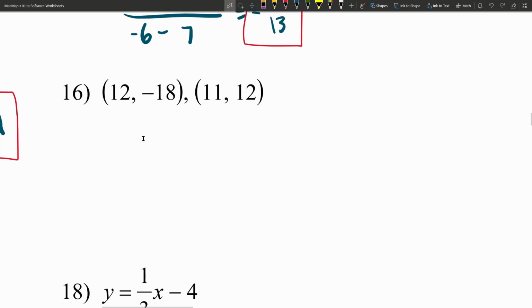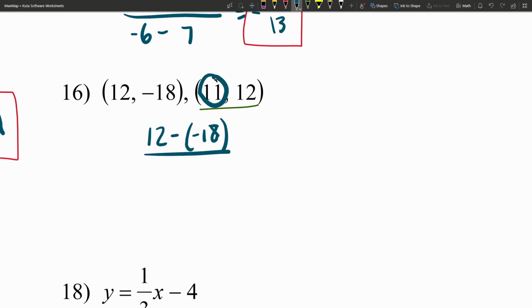Number 16, we have, I'll start with the second coordinate, just for fun. Change in y, we'll start with the value of 12 and subtract negative 18. So we'll have 12 minus a negative 18, and then we'll divide that by, starting with that same coordinate we had started with, just using the x value now, that's 11 minus 12.